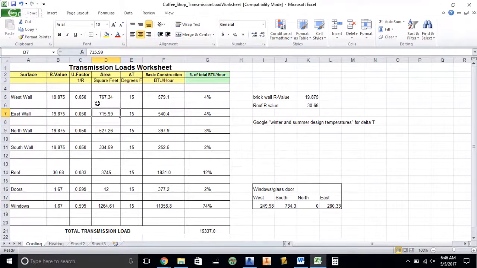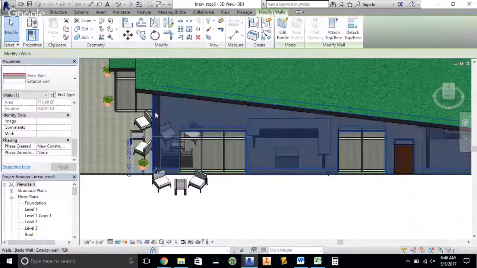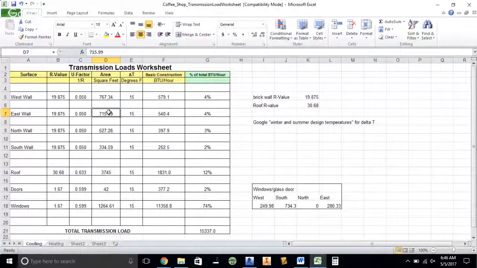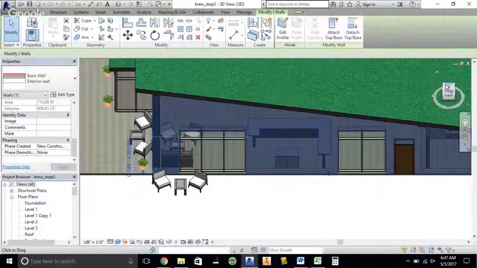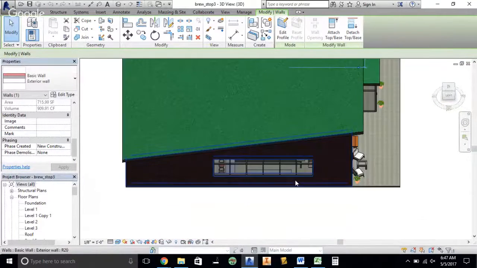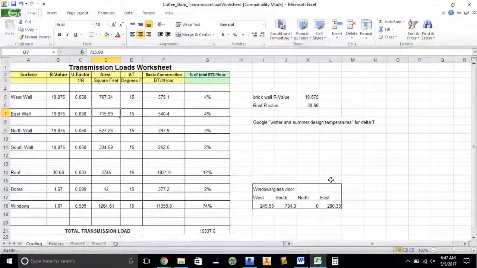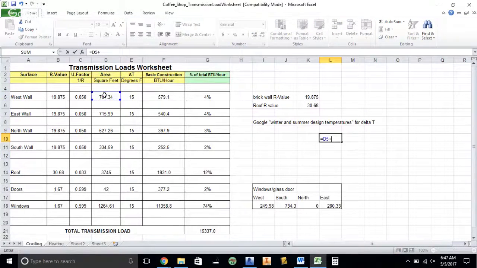Back over to the east end, getting the area just for the wall. And it's just as simple. Highlight the wall. It gives you an area. 715.99. So when I go back to my transmission load worksheet, 715.99. And I know that if I look at my west side, I should see just about the same area, right? Because I have the same dimensions here. So I could, again, add up all those windows, add the wall, and it should add up to the same area that I had on the east side. So I'll just go equals west plus west, enter, and then equals east plus east. Plus, I have a door which is 7 feet by 3 feet, so I'm just going to add 21 square feet there, and you'll notice it's the exact same thing.